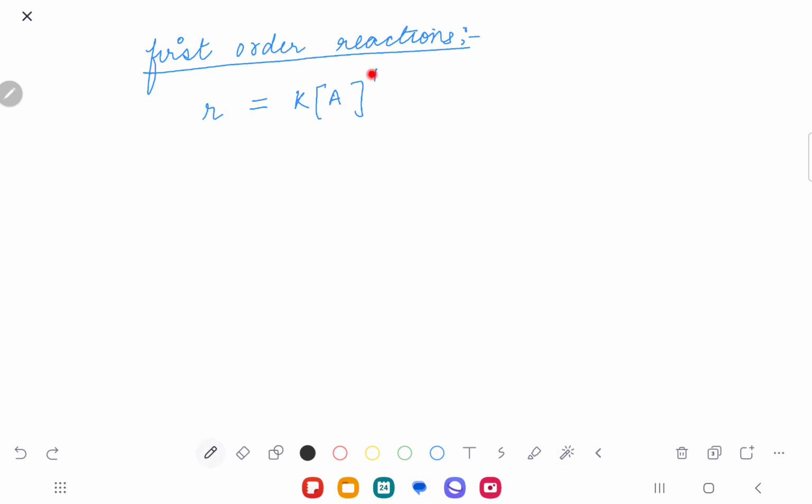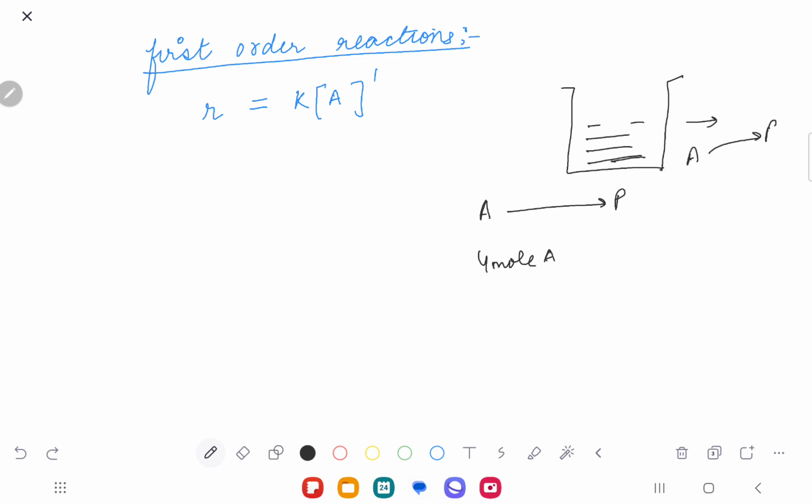That means, ma'am, if for a particular reaction, let's suppose you go to the lab and there is this reaction A to P. So what have I done, ma'am? I have taken 4 moles of A and put them here, and now I'm waiting for A to convert into P. Maybe I will observe some color change or something. And then I can decide that this reaction has taken place in, let's suppose, 10 minutes. Yes or no?